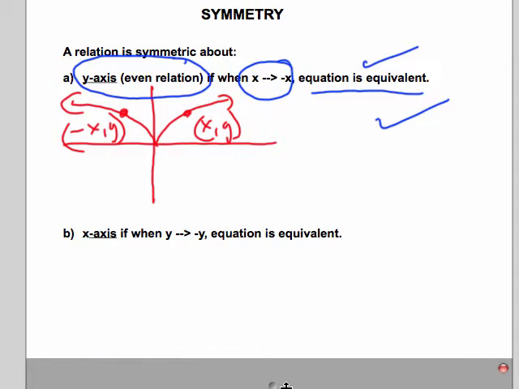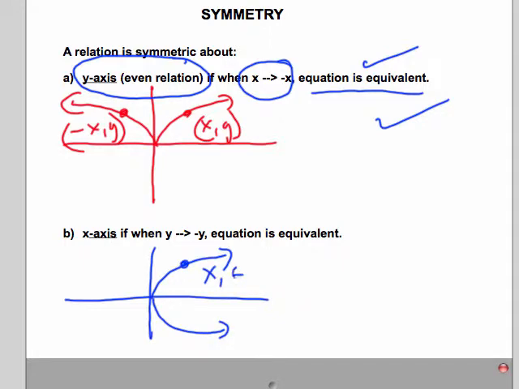Symmetry about the x-axis, again, if you take any relation and you reflect across the x-axis, what happens is that the y-coordinate switches sign. Okay, x stays the same, y switches sign. So if you make that change and your graph is the same as it was before, which means your equation is the same as it was before, you have symmetry about the x-axis.